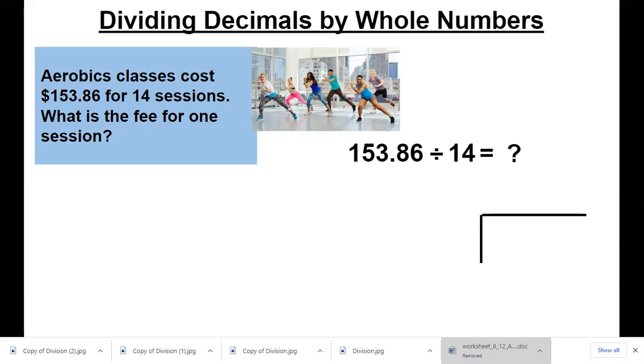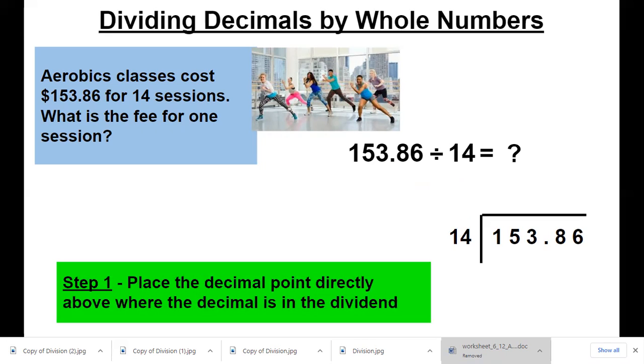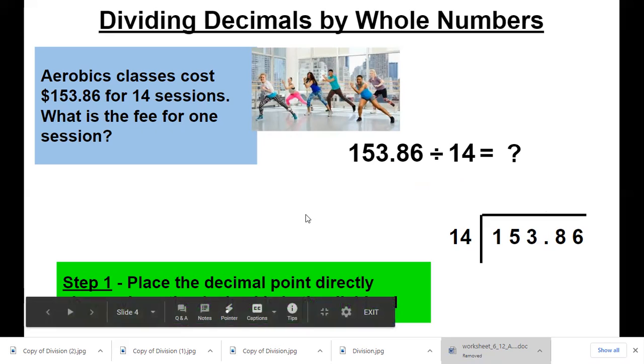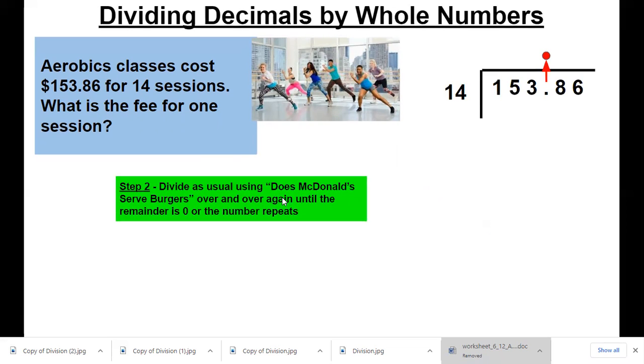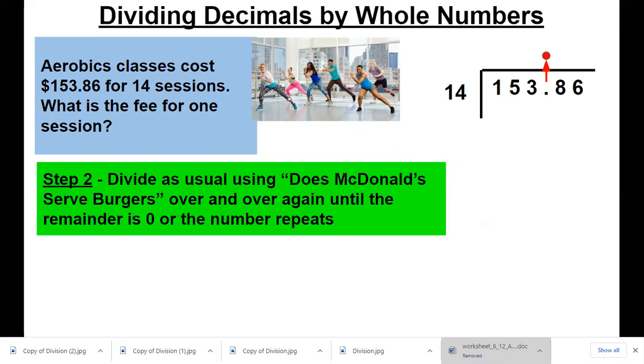So how do we do this? Long division. The first number's on the inside and the second number's on the outside. Then we place the decimal point directly above where the decimal is in the dividend. So we see it's right here. So we're going to place our decimal right there in our answer. So do that first. Then you can do your Does McDonald's Serve Burgers over and over again until you get a remainder of 0, or your number repeats, or the problem tells you when to stop.